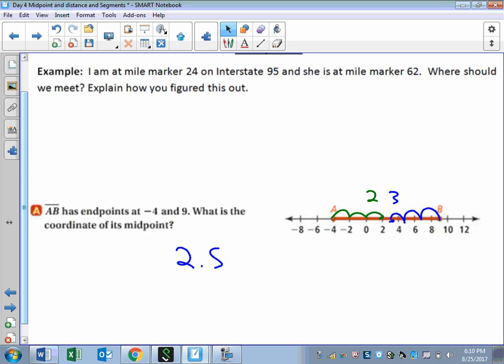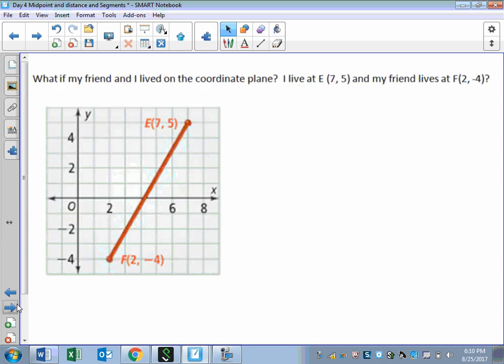So this question asks, what if my friend and I lived on the coordinate plane? I live at 7, 5, and my friend lives at 2, -4. So they just complicated our lives a little bit, because anytime you're moving in a diagonal direction, you can't count the spaces, because they all meet at abstract points. So we got this point, we don't know how long that is, and then this point, we don't know how far that is apart. So you can't just count the boxes.